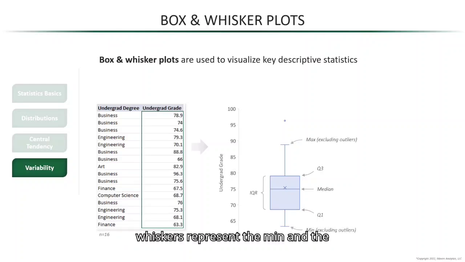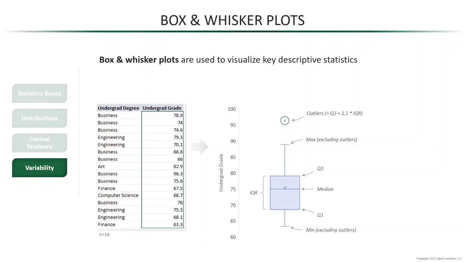Now the whiskers represent the min and the max, but this actually excludes outliers. So in reality, it's the highest and lowest values that aren't considered an outlier. So what is an outlier? Well, it's values like this one right here, which are at least 1.5 interquartile ranges away from the box.